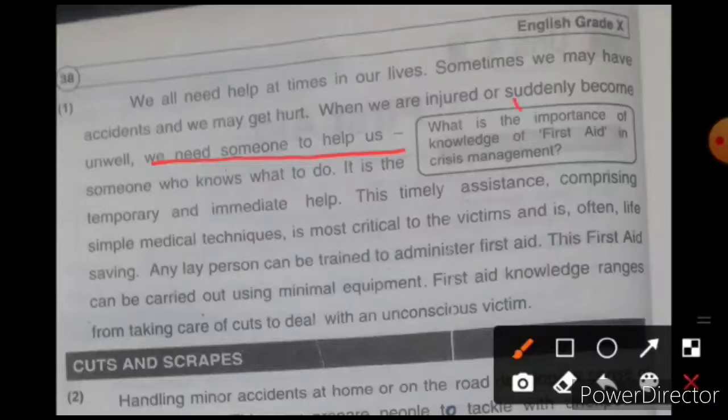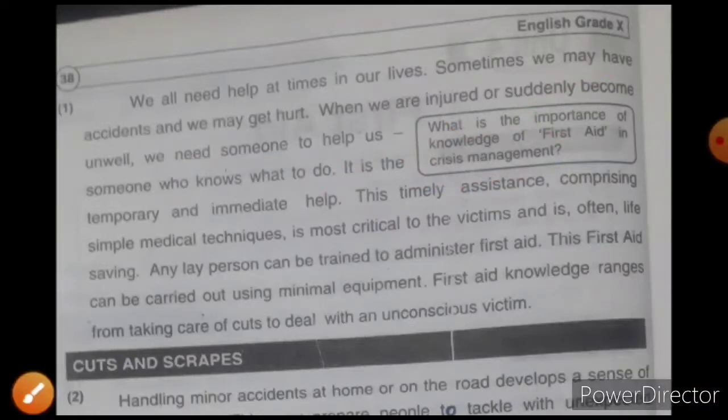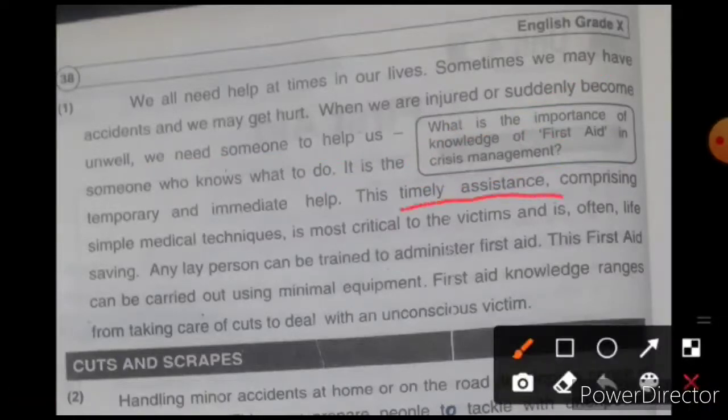Now this question over here, okay, what is the importance of knowledge of first aid in crisis management? Crisis management means when there is a certain emergency, how you are supposed to manage that crisis. So in crisis management, the most important answer over here is that it is a timely assistance. They have written this, but you're going to write it as a timely assistance. And timely assistance means what? Means you are providing a certain help on time, comprising simple medical techniques.